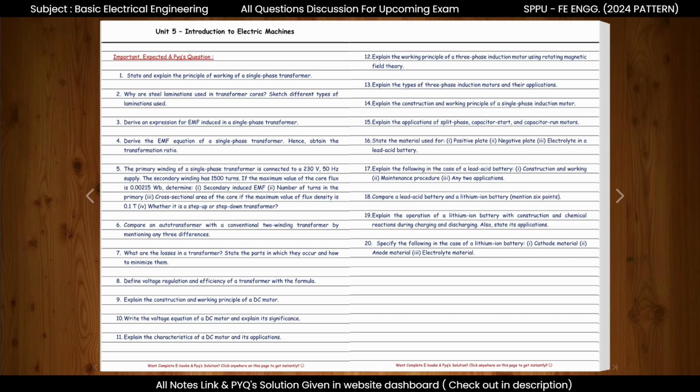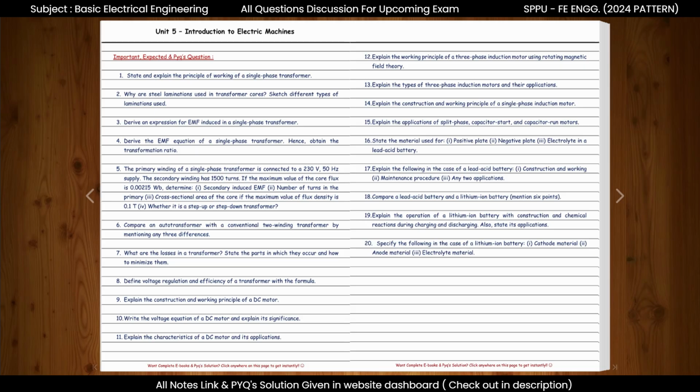Alright, let's move on to our next important topic. What are the losses in a transformer? From this topic, we can expect questions such as state the paths in which they occur and how to minimize them. A transformer mainly has core losses and copper losses. Core losses include hysteresis and eddy current losses that occur in the core. Copper losses happen due to the resistance of windings. We minimize these losses by using good quality steel laminations for the core and by using thick copper wires to reduce resistance.